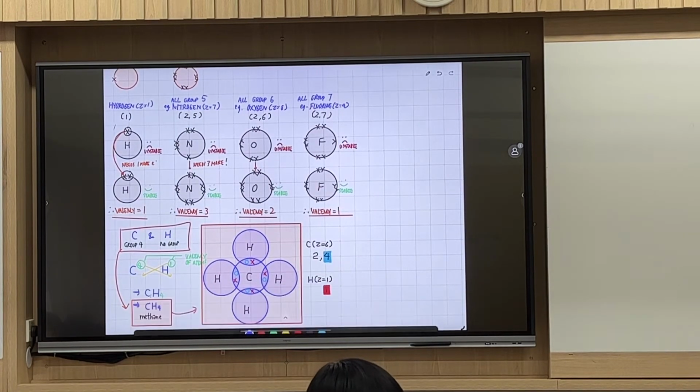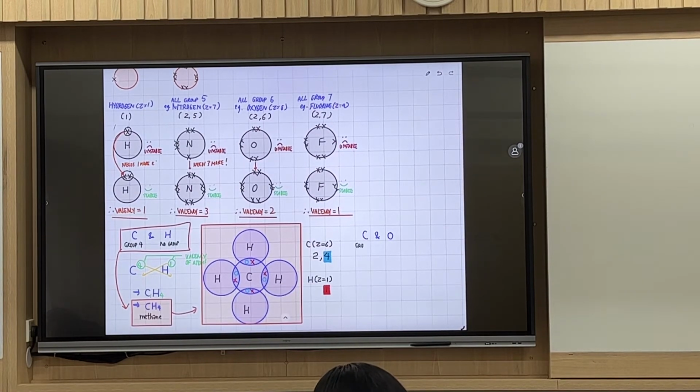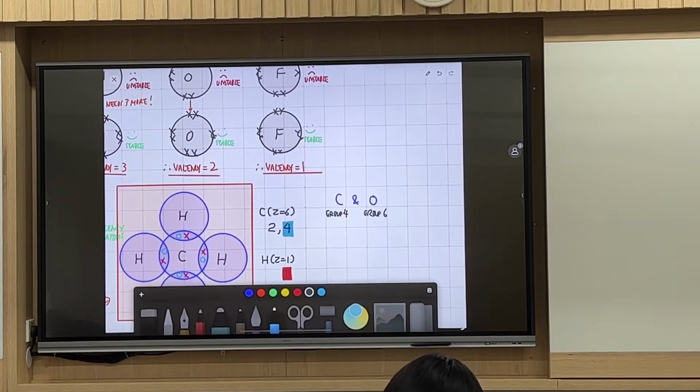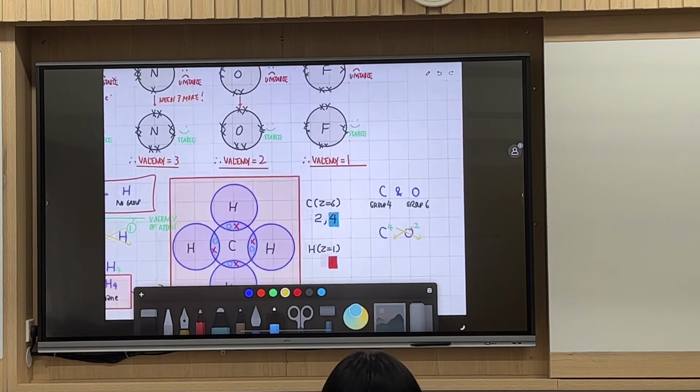So in your revision, it's just the same process. So C and O, carbon is from group 4, so the valency is 4. Oxygen is from group 6, so the valency is what? Something from group 6 has a valency of 2. So can you put C with a power of 4 and O with a power of 2, and you swap the numbers around. So what do you get when you swap the numbers around?